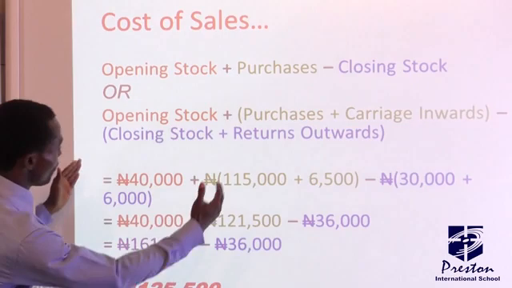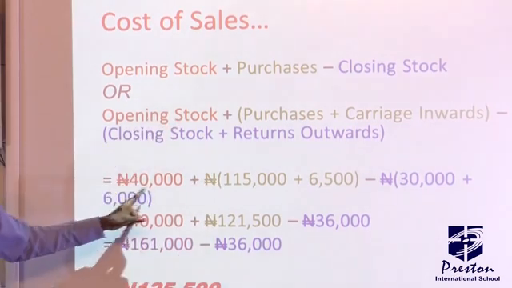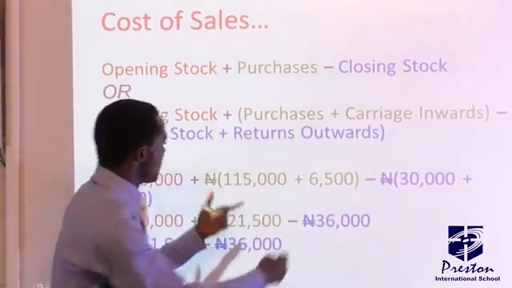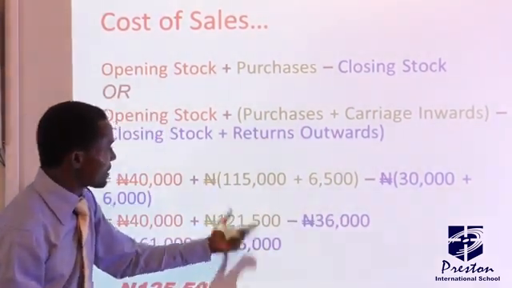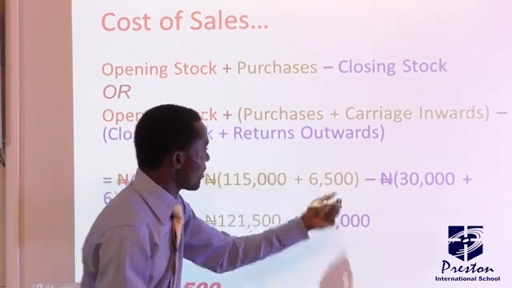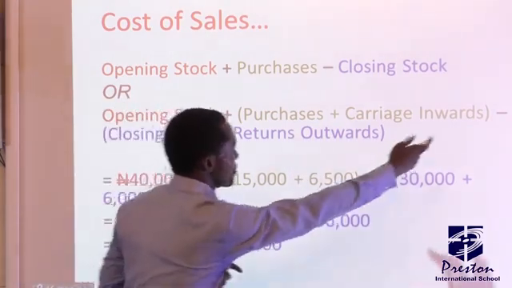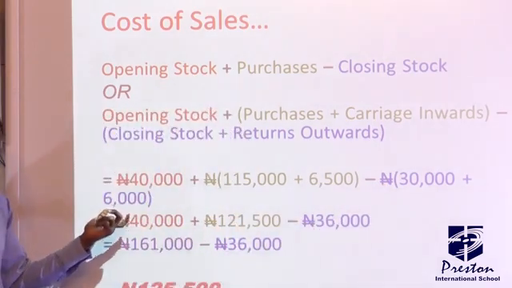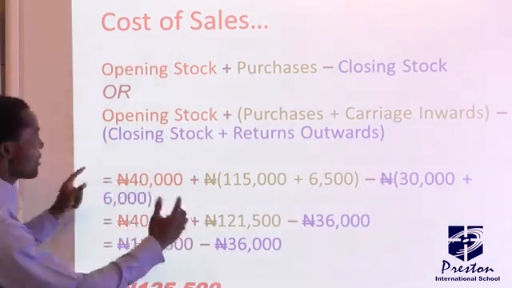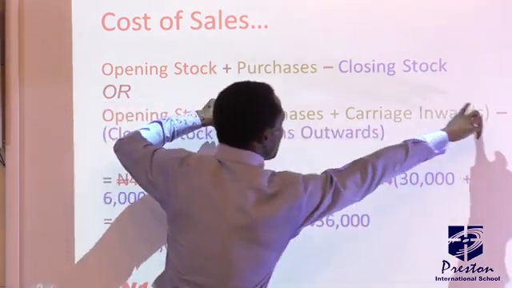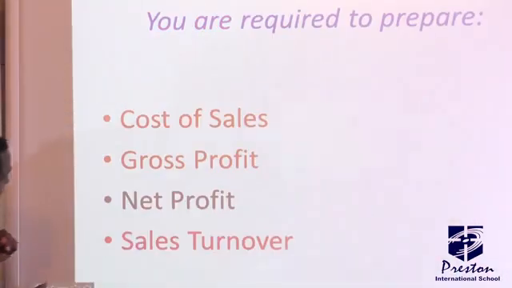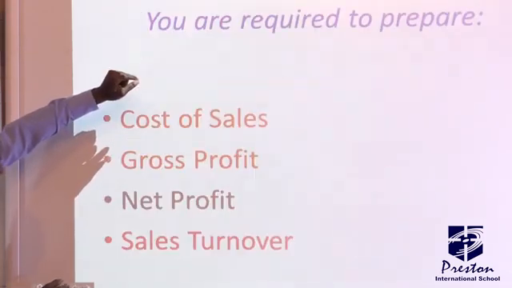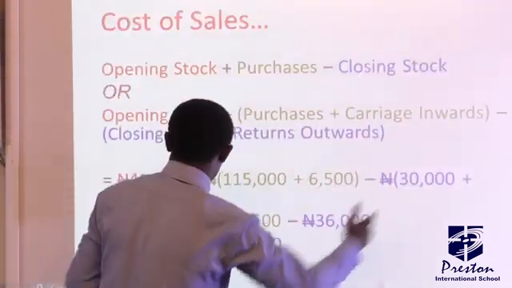And if you look at it now, our opening stock is 40,000 naira plus the purchases in brackets. The purchases is 115,000, the carriage inwards was 6,500, then minus the closing stock 30,000 and the returns outwards was 6,000, as you can see. So therefore, we are going to deal with the bracket first as far as the rule of BODMAS is concerned. Bracket comes first.